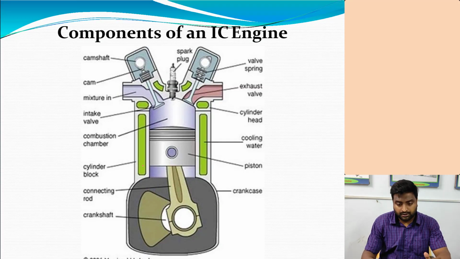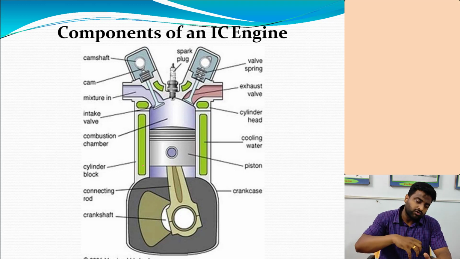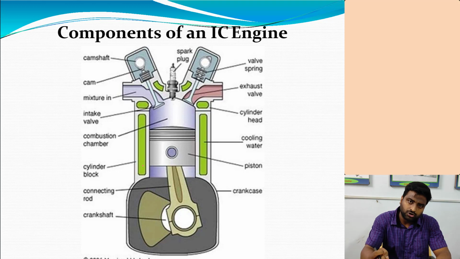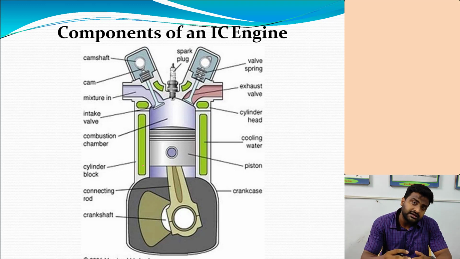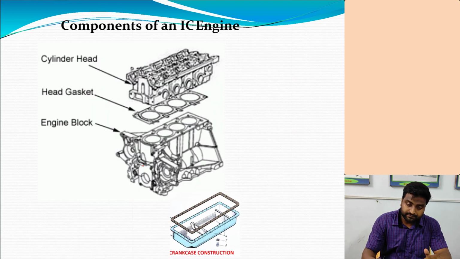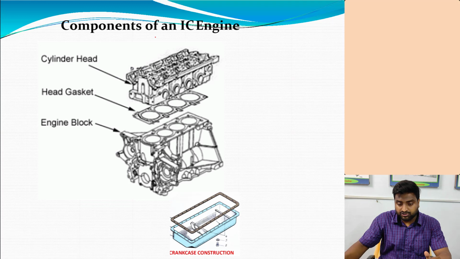Now, before going to what is two-stroke, what is four-stroke, and what is the CI engine in detail, you must know the components of the IC engines. So what are the different components of the IC engines? After knowing the components, we will easily know in the next video how a four-stroke and a two-stroke process takes place. Coming quickly to the components.